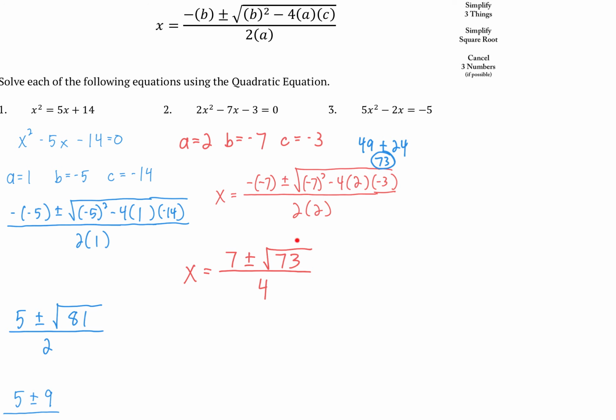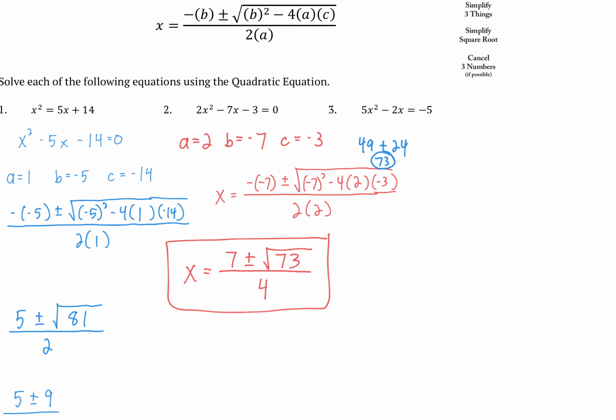So you've got to simplify this square root. Different things come up. In the last one, the square root happened to be a perfect square, and that simplified to be a number. In this case, this square root actually can't be simplified at all. 73 is a prime number. If you have a square root of a prime number, you can't simplify that. And so that would be the way you'd write your final answer.